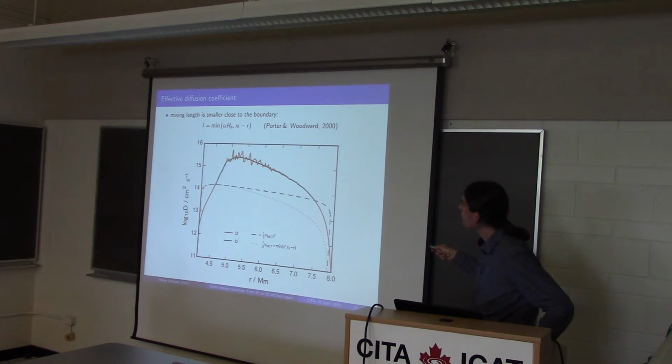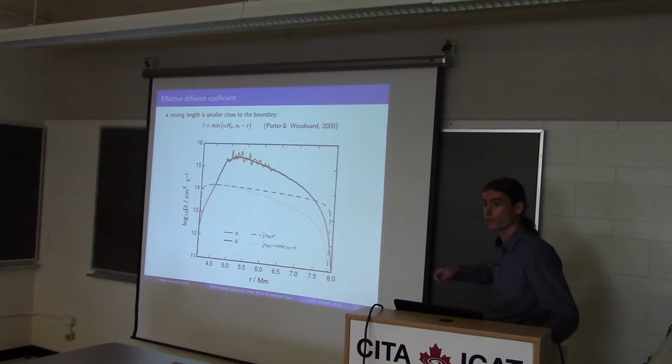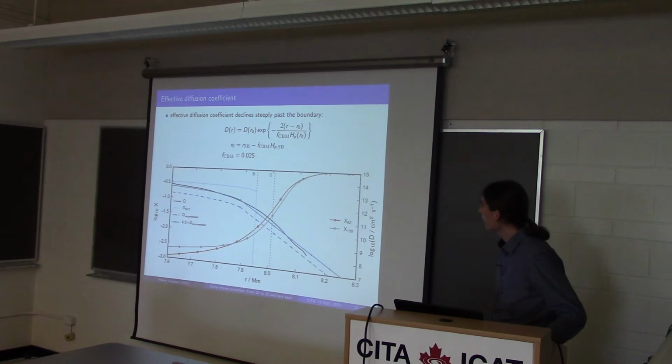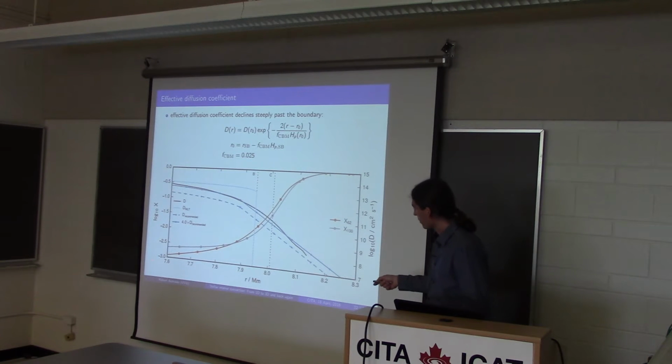So this was also seen by Porter and Woodward in 2000 in very different simulations of convection, and they also suggested using this prescription. Now, if we look closer at this boundary here, this is only a small fraction of the whole simulation box. The convection zone is 4 megameters deep. This is 7.6, so this is 0.4 megameters. This is 10% of the convection zone.